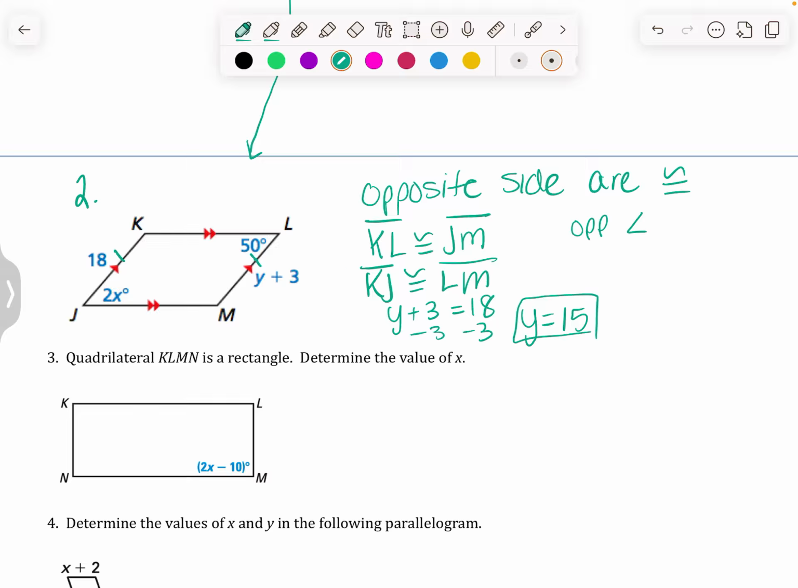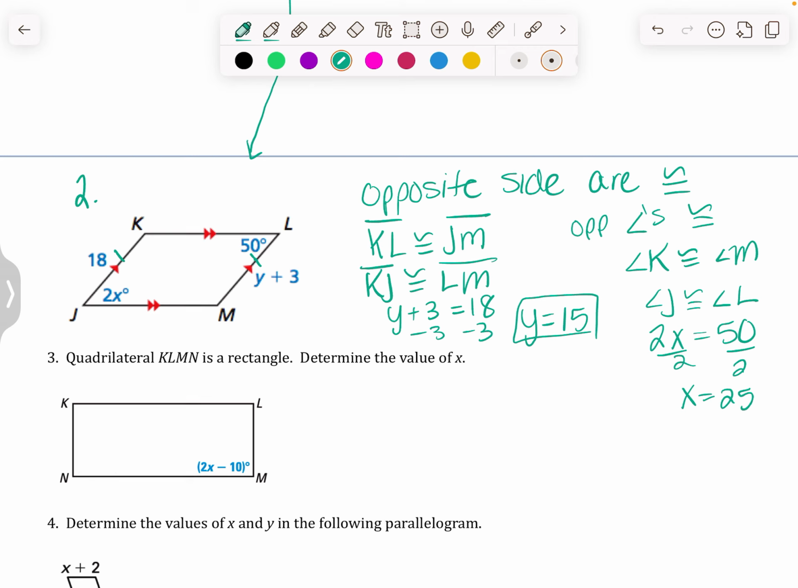So opposite angles are also congruent, which means that angle K has to be congruent to angle M, and angle J has to be congruent to angle L. And so we can use that second one again to say that 2x has to equal 50. So dividing by 2, we're going to get x equal to 25.